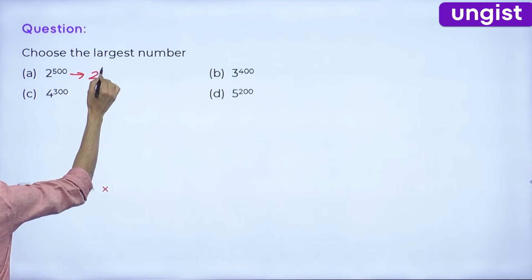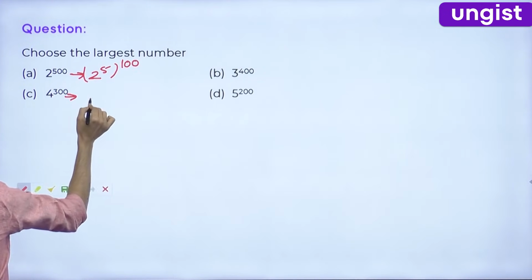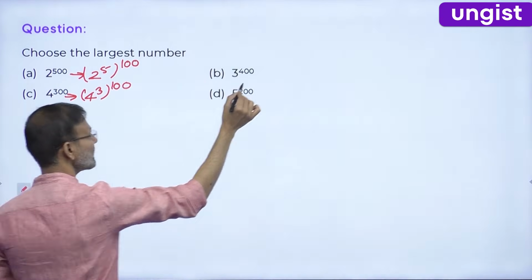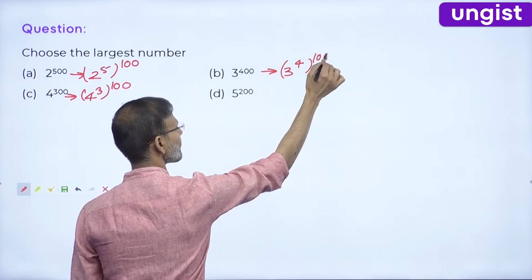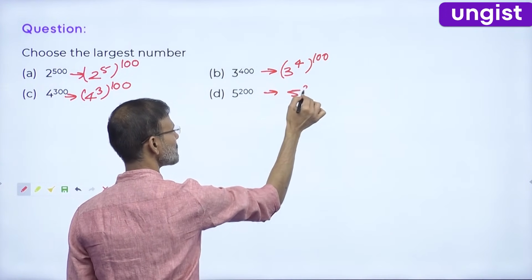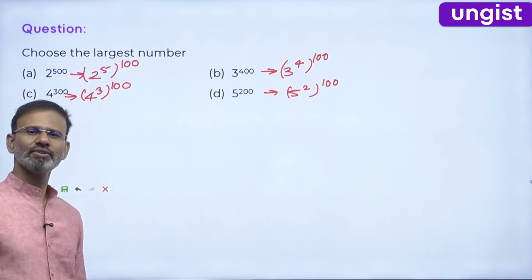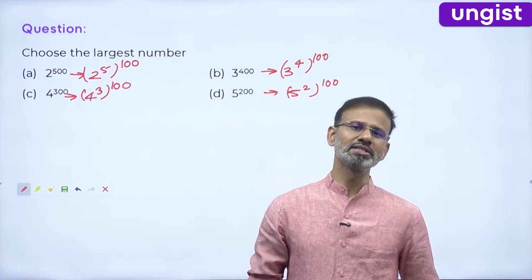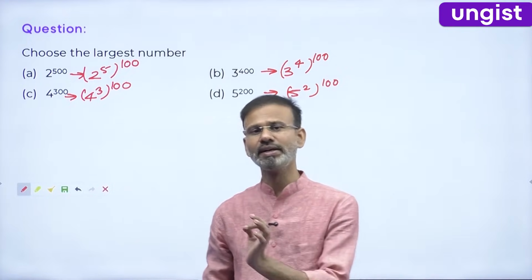So this is 2 raised to the power 5 raised to the power 100. This is 4 raised to the power 3 raised to the power 100. Okay. This is 3 raised to the power 4 raised to the power 100. And this is 5 raised to the power 2 raised to the power 100. Everyone, here all the numbers will have the same power now, right? So with greater base, we will have the greater value. Okay? So which base is greatest here?